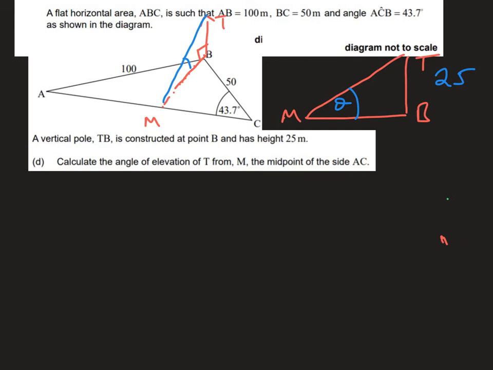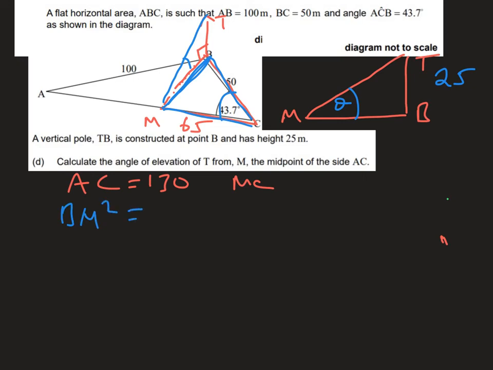If we look at triangle MBC over here, in the previous question we already worked out the length of AC, which was 130. Therefore, MC, from the midpoint to the end, must be half of that, which is 65. So again, now we've got side, angle, side. Whenever we see side, angle, side like that, we can use the cosine rule to work out the missing side BM. So we can say that BM squared is going to be, again, it doesn't matter which way around the two sides go.